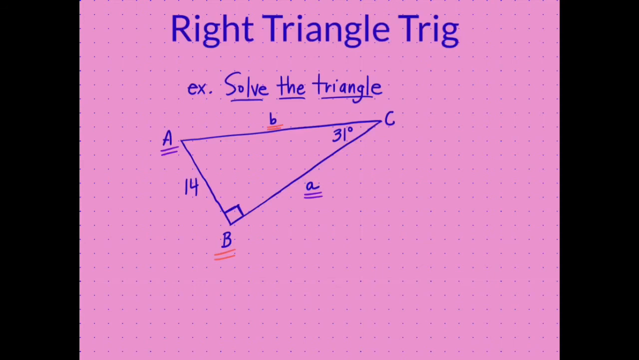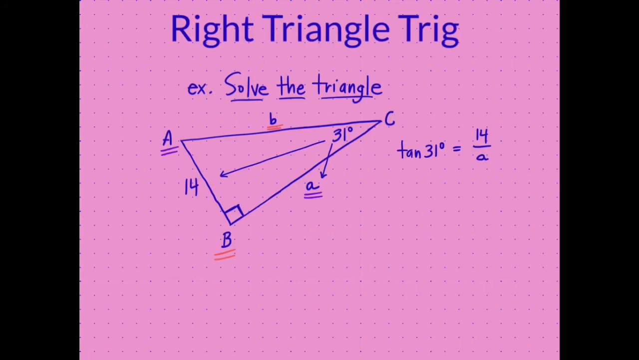Okay, so let me find, I'll find little a first. I'm going to use the 31. So if I'm looking for little a, I can say that tangent of 31. Think about, why did I choose tangent? Because I have the opposite, I'm looking for the adjacent, and tangent is TOA. Tangent of 31 equals 14 over little a. So basically a is 14 over tangent 31.